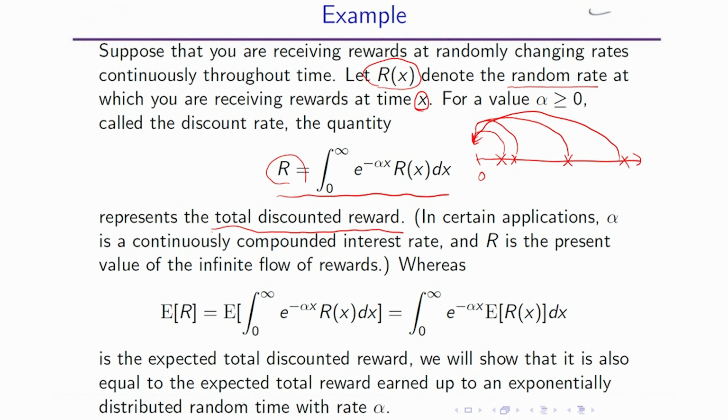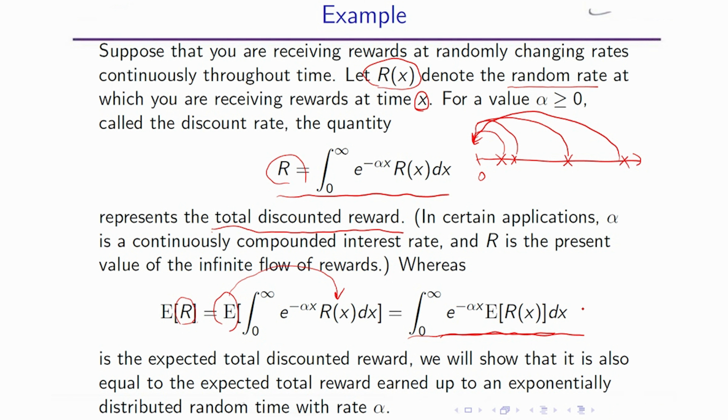Because R is random, we can take the expectation of R. So E of R will be the expectation of the integral of e^(-alpha x) R(x) dx. Recall that x represents time, so x is not random. If you take expectation here, you are taking expectation with respect to R. So you can just move the expectation inside the integration, and you will have the total discounted reward like this.